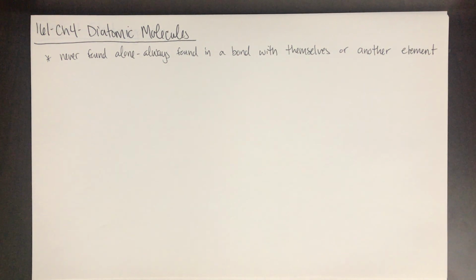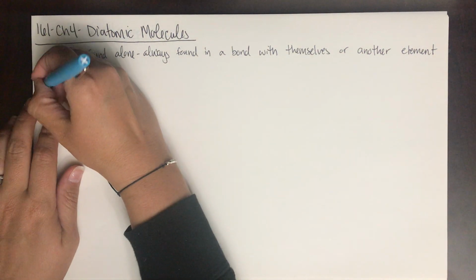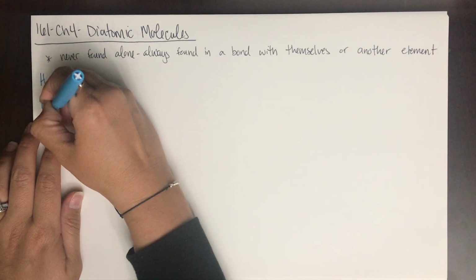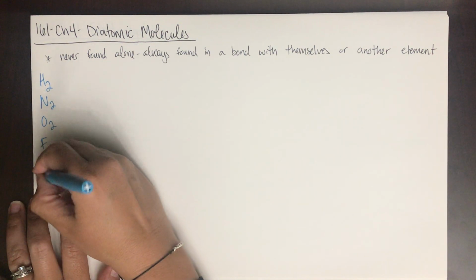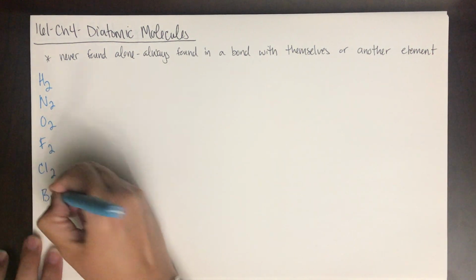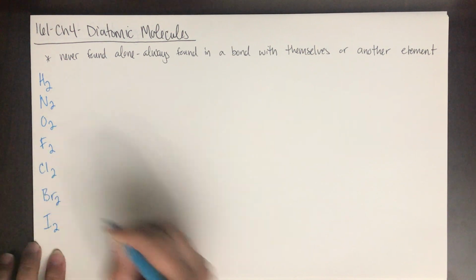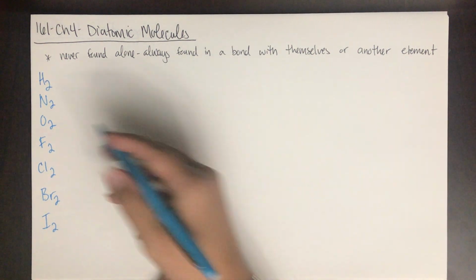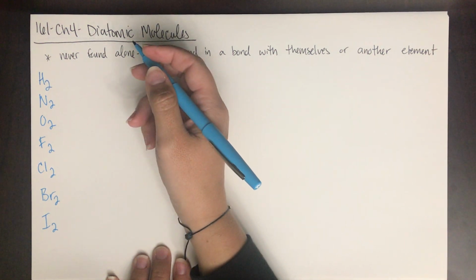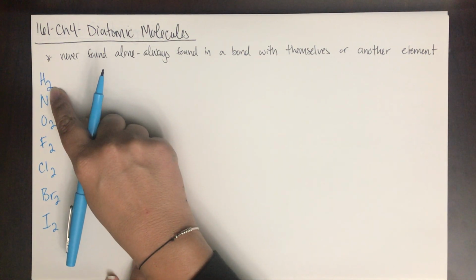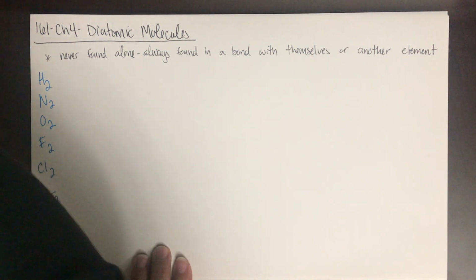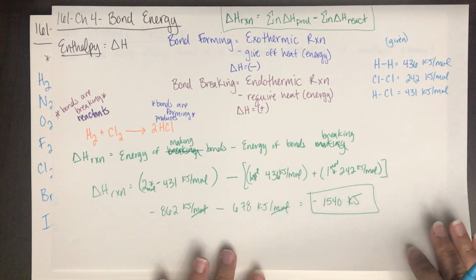So there are 7 diatomic molecules, and you need to know these. There is hydrogen, nitrogen, oxygen, fluorine, chlorine, bromine, and iodine. So what I mean is that you would never see an equation where you just have hydrogen by itself. It always would be H2, or it always would be in a bond, like this example that we'll do about bond energy.